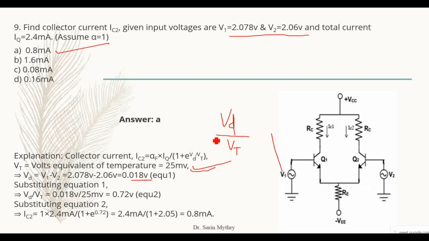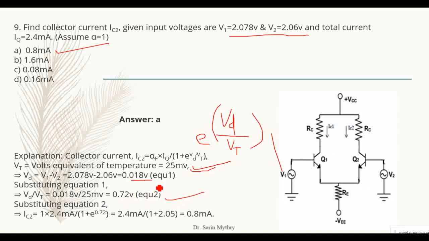It is e to the power of this value. It is e to the power of Vd upon Vt. So we need to find out the fractional term of this one. That's Vd upon Vt is equal to 0.018 volts divided by 25 millivolts. You get the value is equal to 0.72 volts.